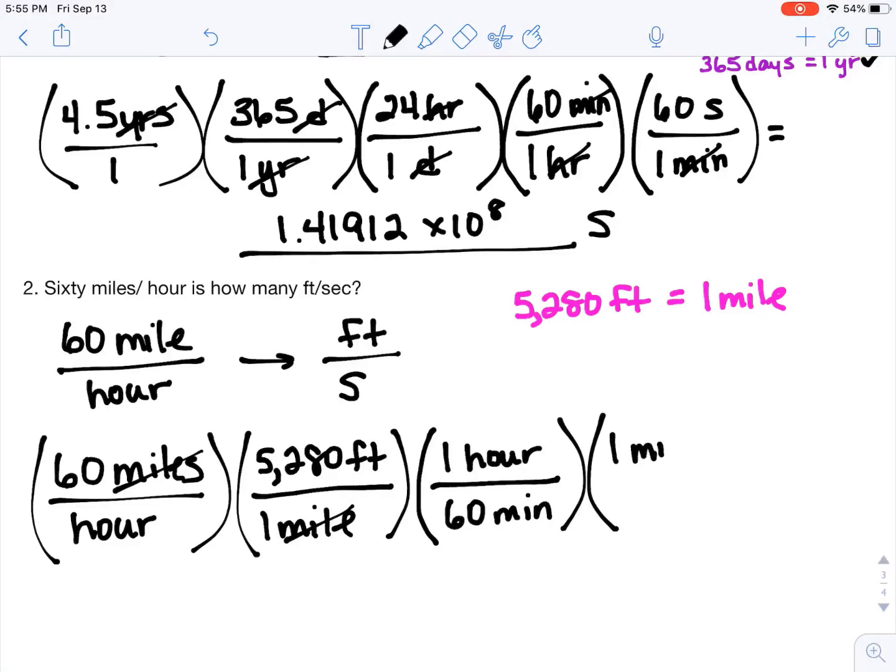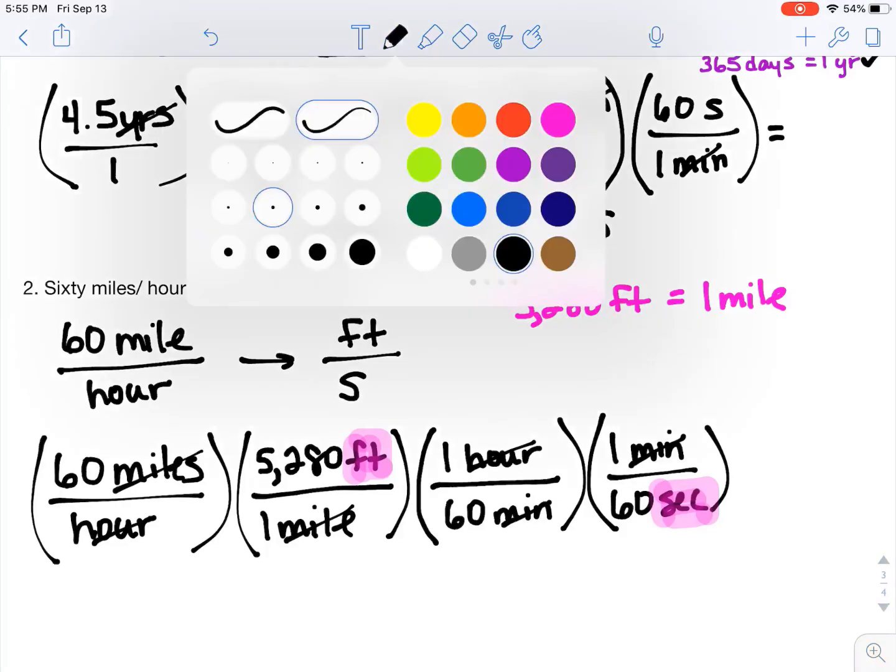And then 1 minute, 60 seconds. Hour on the bottom, hour on the top, minute on the bottom, minute on the top. And then what I'm left with now, my only numerator unit is feet, everything else is canceled, and my denominator unit is seconds. So now when I solve mathematically, I'm going to wind up with feet per second in my answer.